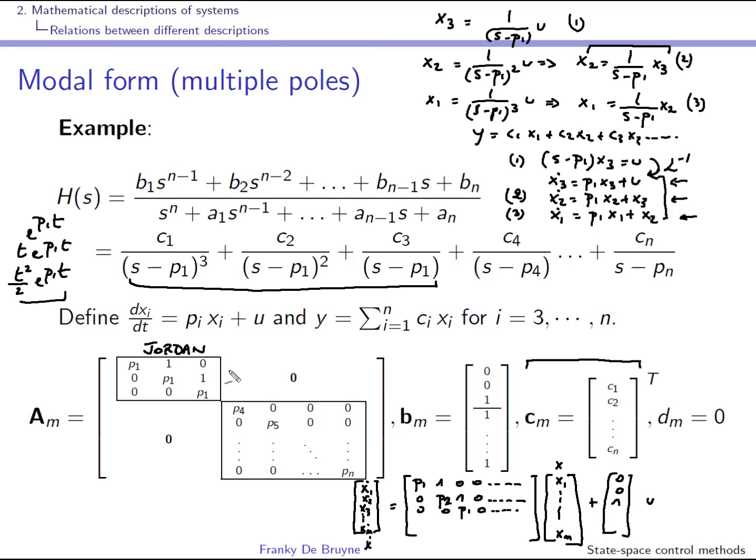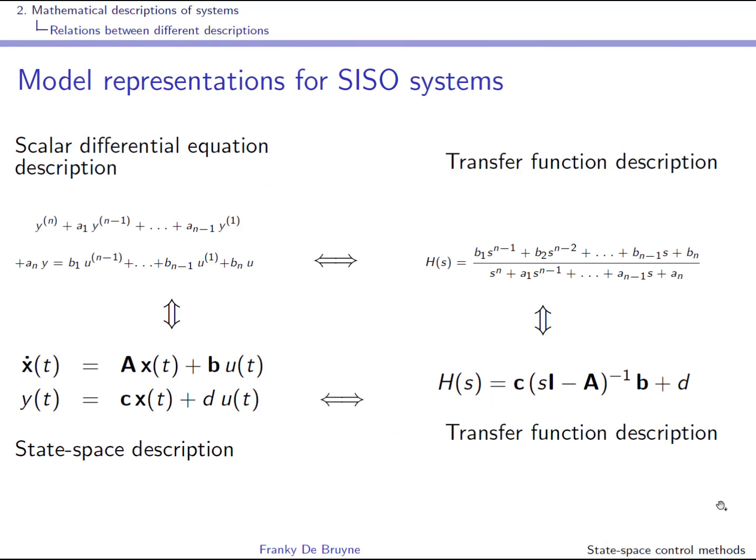And when you have multiple poles, this means that you have other modes than just exponential of p1t. You have these two in this case, because this pole is of algebraic multiplicity 3. You have these two modes that are added. So these are the relations between the different model representations in the case of single input, single output systems.